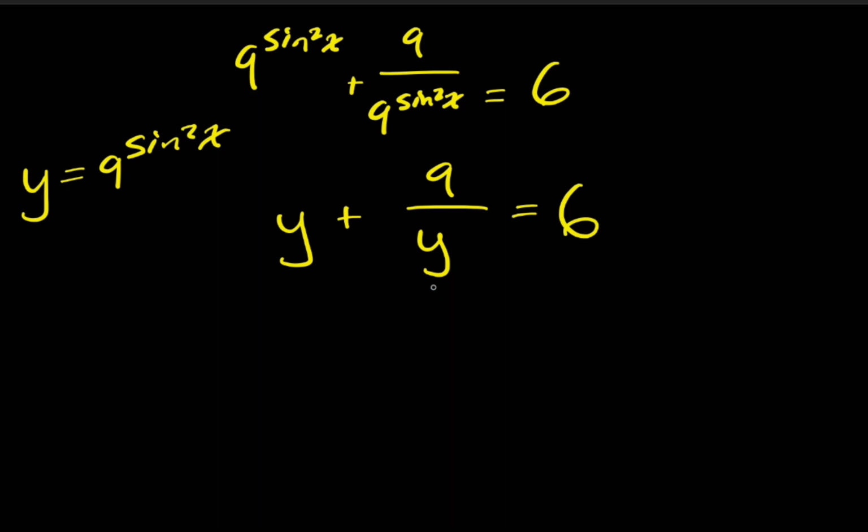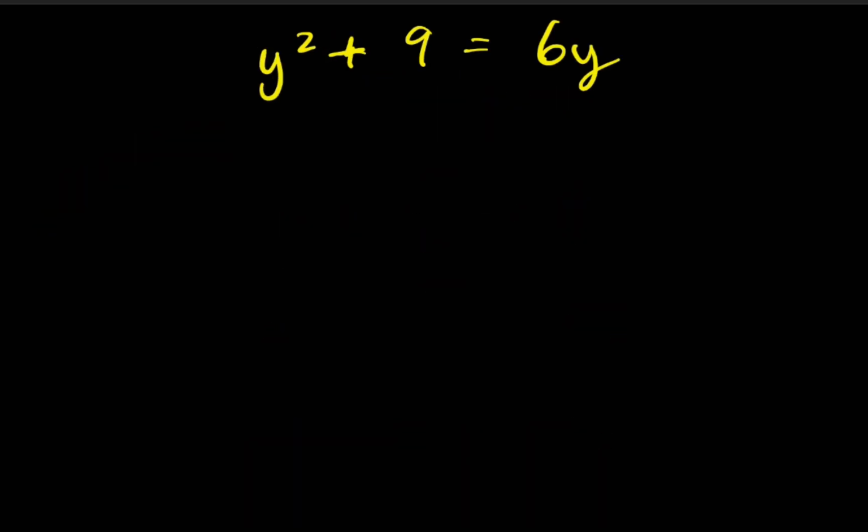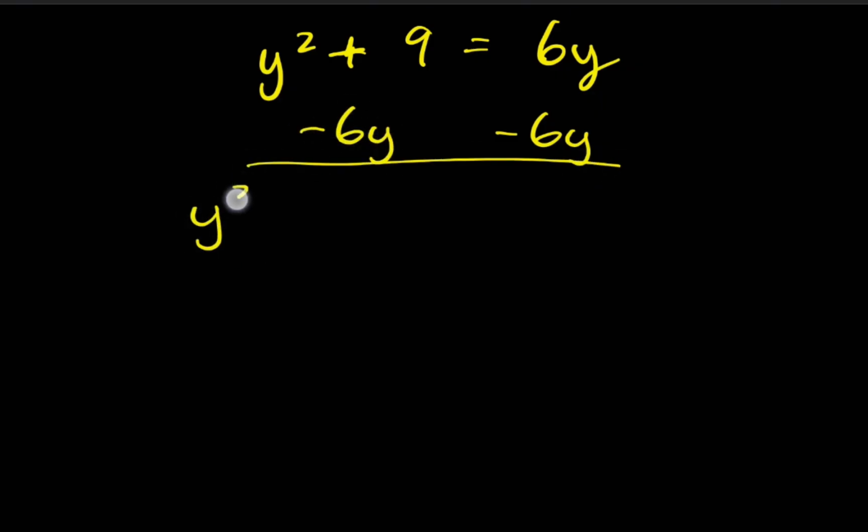Let's remove the fraction on the bottom here by multiplying both sides by y. And we get y squared plus 9 equals 6y. And if you look closely, this looks like a quadratic. And so let's solve for this quadratic. Let's put the 6y on the left. So subtract 6y from both sides, and we get y squared minus 6y plus 9 equals 0.